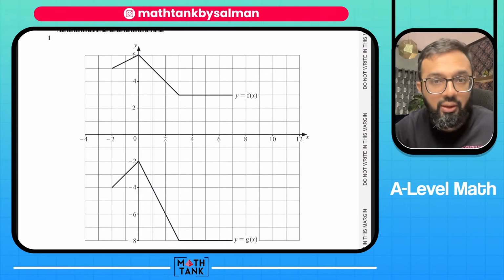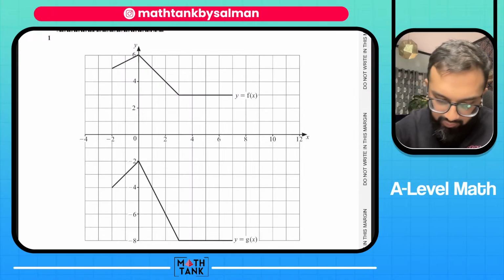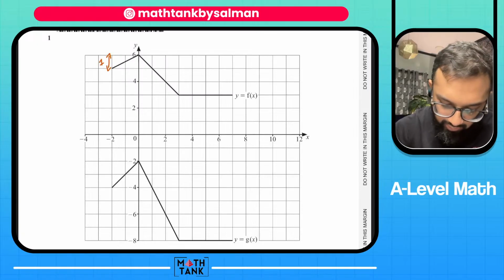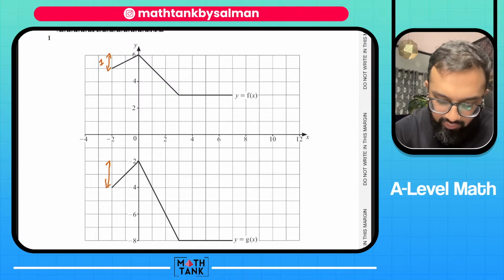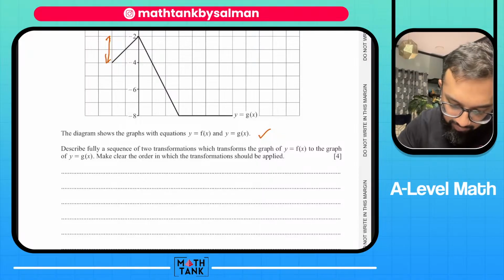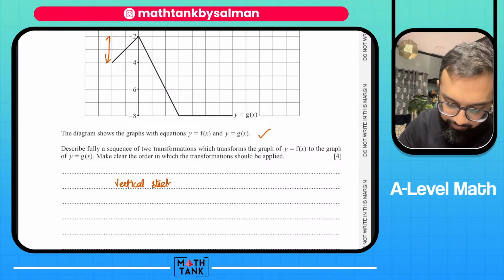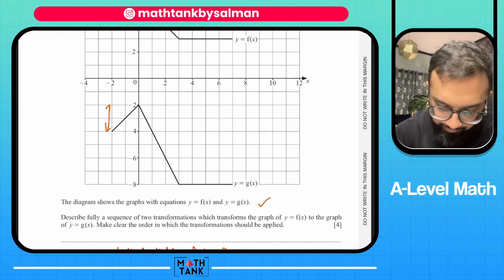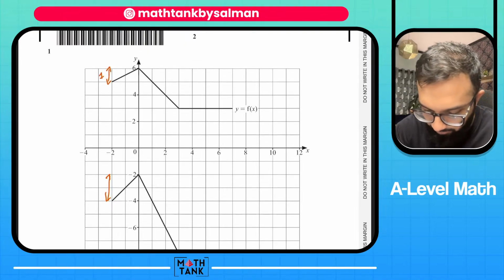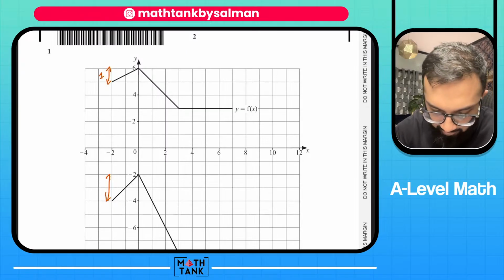I see that horizontally the graph seems to have remained the same, but there has been a vertical change. For example, this was rising by 1 unit, now this is rising by 2 units, so there's certainly a vertical stretch with a factor of 2. I don't know the order of transformation, but I'm going to first write that vertical stretch factor 2. And then it also seems to have moved downwards.